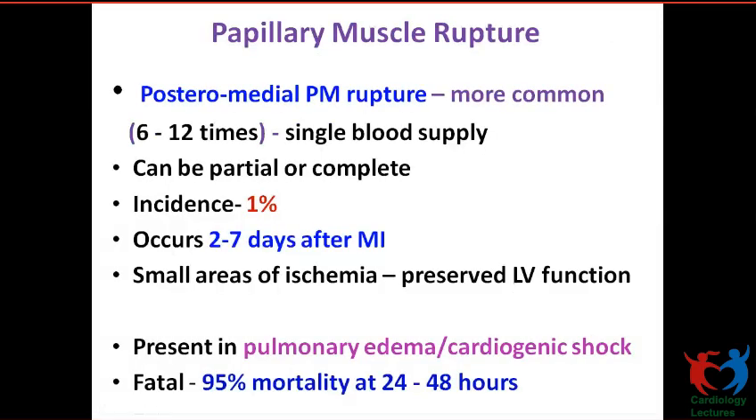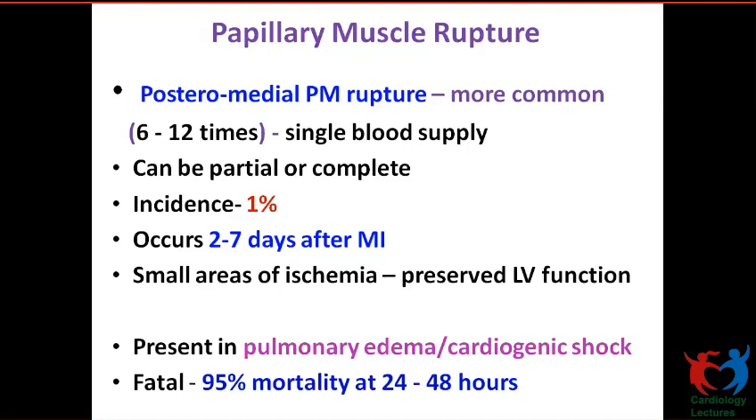So posteromedial papillary muscle rupture is 6 to 12 times more common because of the single blood supply. What is the blood supply of the papillary muscles? Posteromedial is mainly from the RCA, coming from the PDA, right? Yes, PDA. Anterolateral has a dual blood supply, from both the LAD and the circumflex.